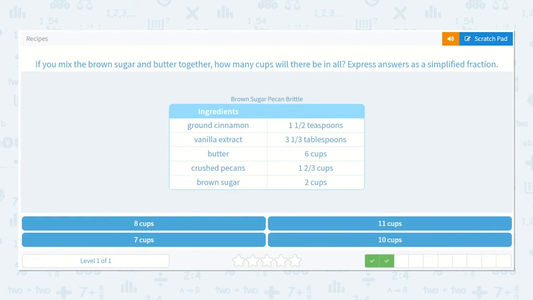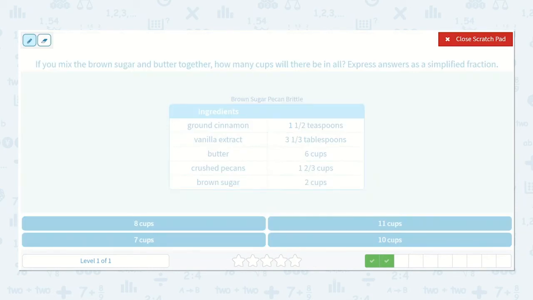If you mix the brown sugar and butter together, how many cups will there be in all? Express answers as a simplified fraction. So the brown sugar is 2 cups, and the butter is 6 cups. So we just need to add 2 plus 6. What is 2 more than 6? 8. So the answer is 8 cups.